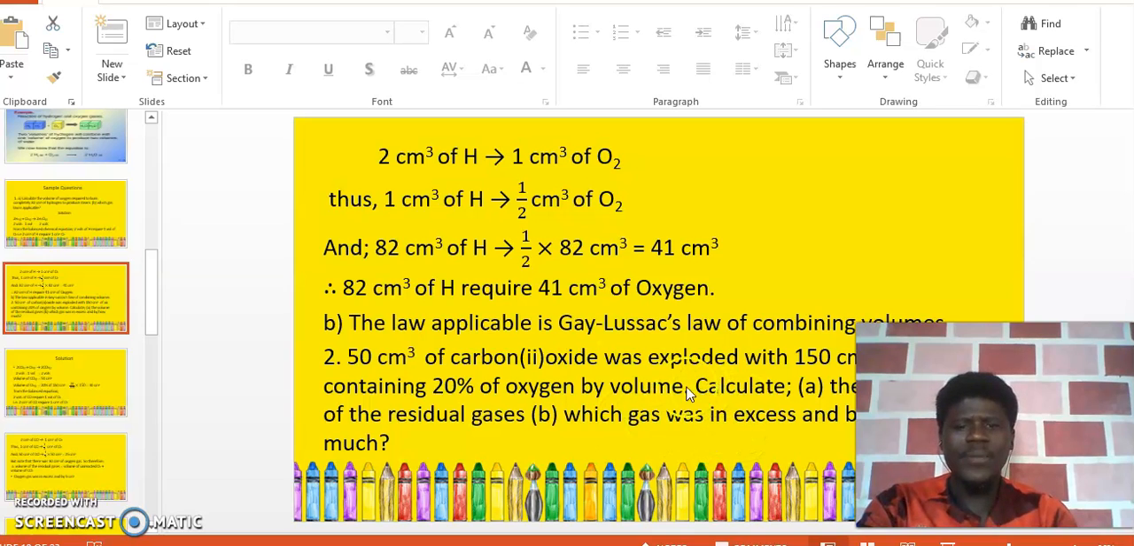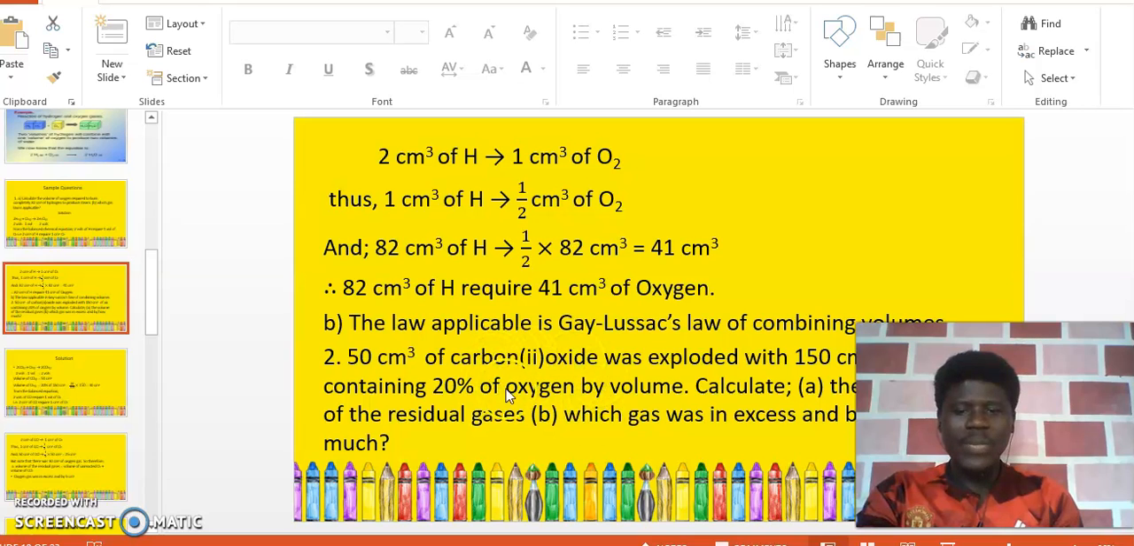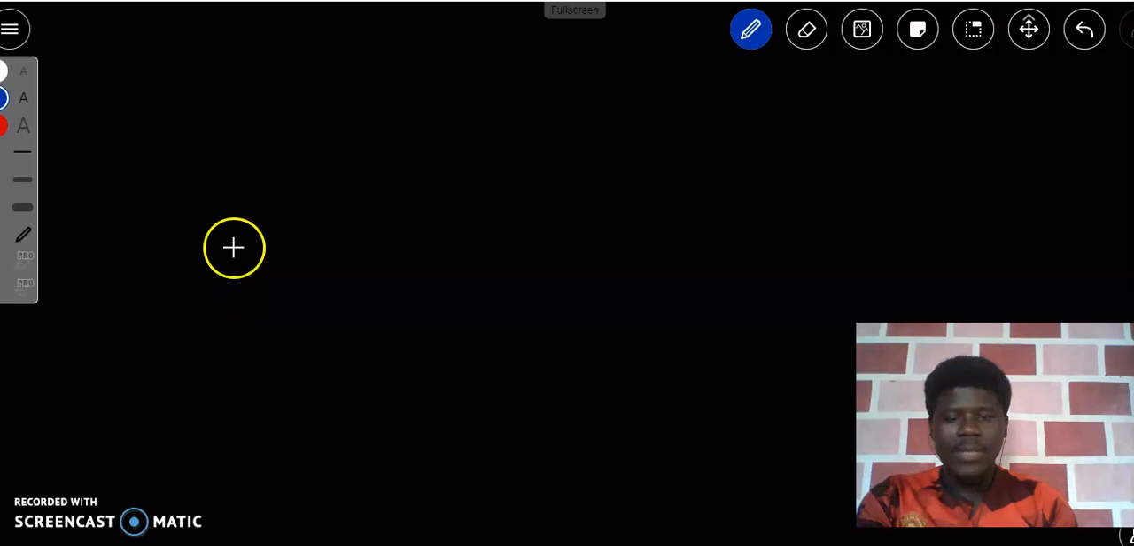First, in air, when you say it was exploded with 150 cm³ of air, carbon(II) oxide does not react with all the gases in air. It reacts with only oxygen. That's why the amount of oxygen was mentioned. The volume of air is 150 cm³, but in this 150 cm³, only 20% is oxygen. So first we need to get 20% of 150 cm³. When we get that, we'll know what amount of oxygen is reacting with the carbon(II) oxide. You also need the balanced chemical equation, which in most cases you'll be given.